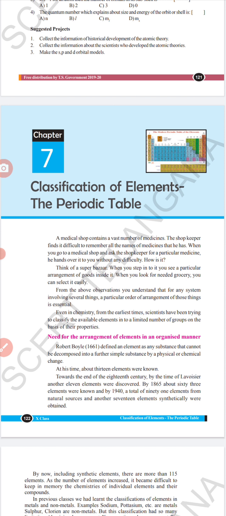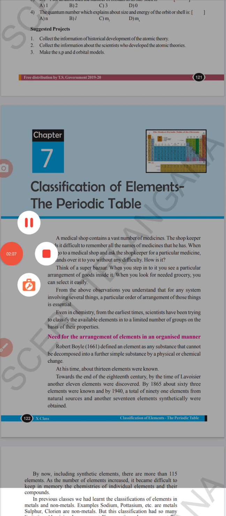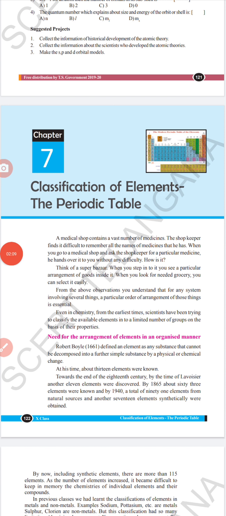In the same way, when you go to any super bazaar for buying any grocery, we don't find any difficulty selecting or getting the grocery we want. Why? Because the goods are arranged in a systematic way.